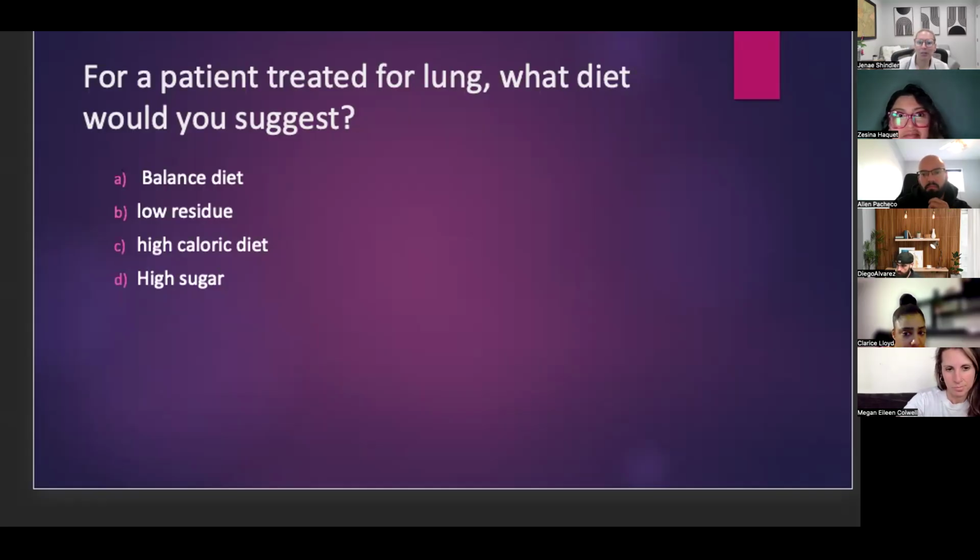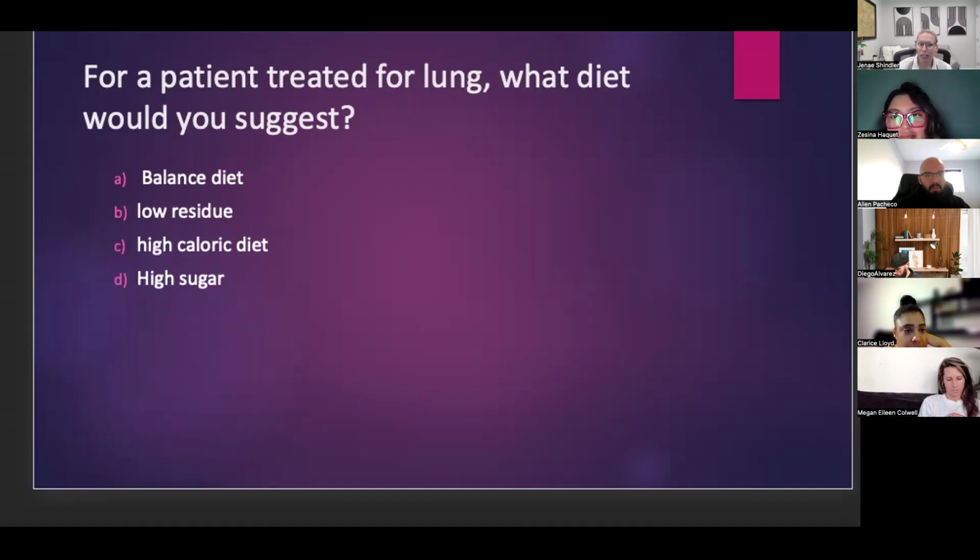And I'll tell you, if a patient asks me, oh, do I need to do anything with my diet? I would say no, keep doing what you're doing, because I really don't want to change things up. It's already very stressful for them. But yes, a balanced diet. I don't want them to go on a diet. I want them to just eat normally.